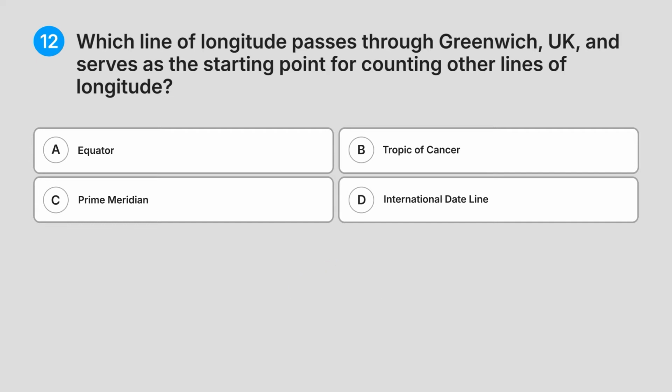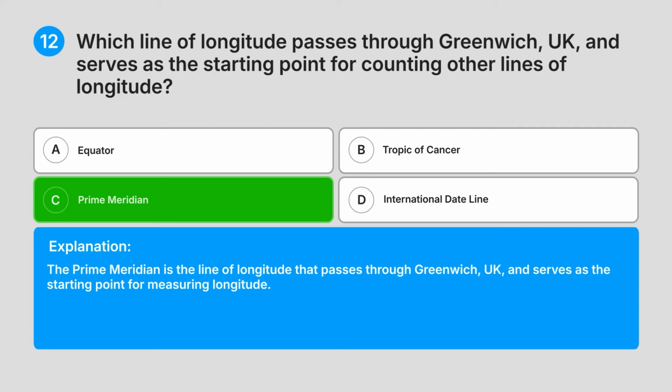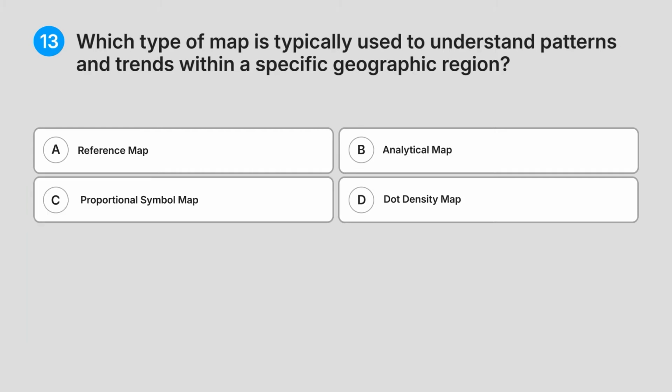Correct answer. C. Prime meridian. Explanation. The prime meridian is the line of longitude that passes through Greenwich, UK, and serves as the starting point for measuring longitude. 13. Which type of map is typically used to understand patterns and trends within a specific geographic region?